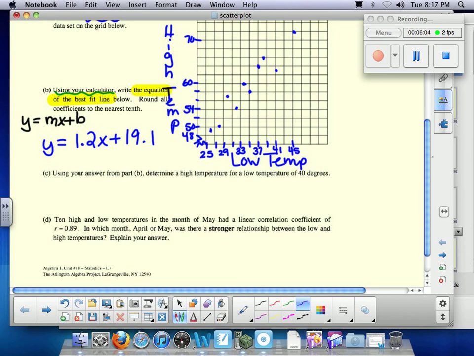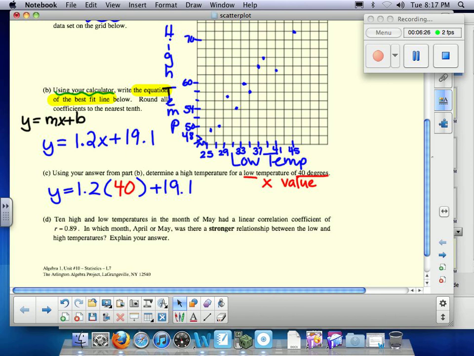Letter C, using our line up here, what if we had a low temperature of 40 degrees? Low temperature is our X value. So in our equation, we are replacing the X with the 40. And you can plunk that right into your calculator.